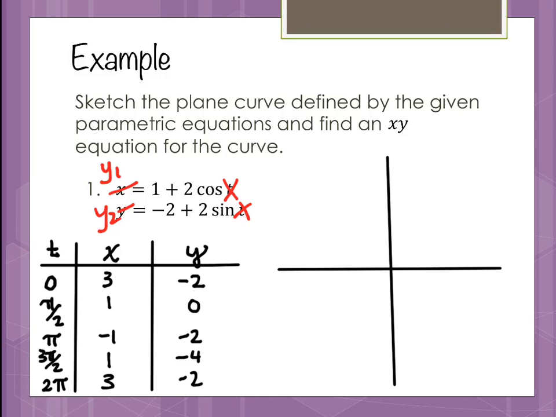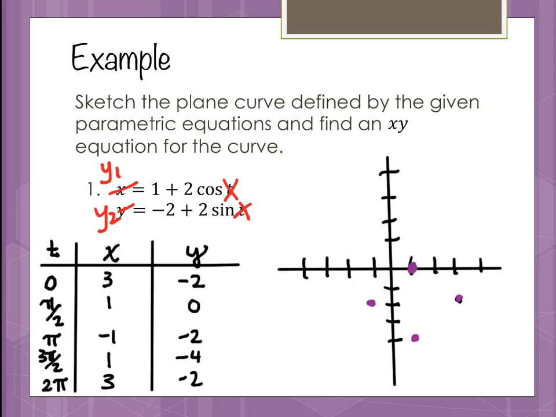So we're going to come over here to the xy plane, and we're going to graph these points. Everything is pretty small values. So 4 away is sufficient, so I'm going to go with 4. All right, the first point is at 3, negative 2. The second point is at 1, 0. I probably should use another color. The third point is at negative 1, negative 2. Then I have 1, negative 4. Then I'm back to 3, negative 2. So I've got 4 purple dots on my screen right now.